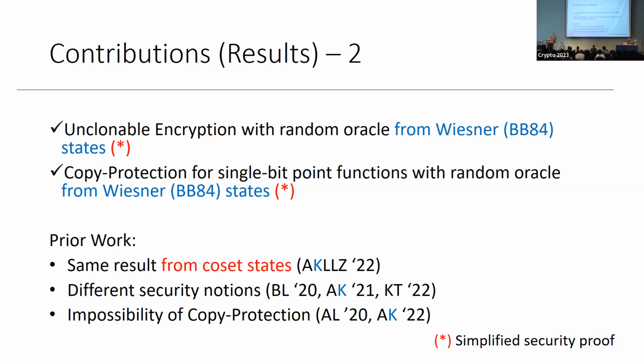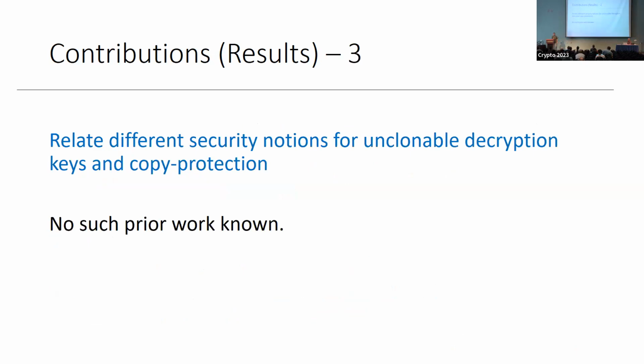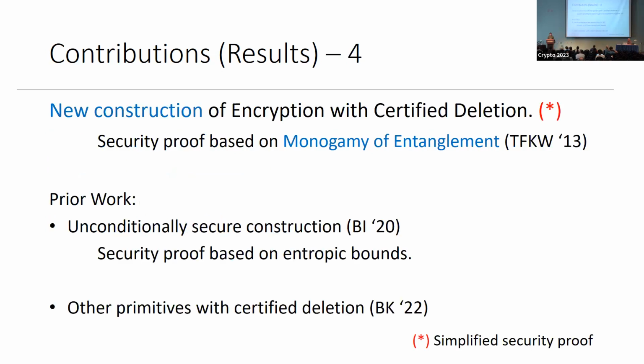Our next result is achieving unclonable encryption and copy protection for single-bit point functions with respect to a random oracle using unentangled BB84 states, whereas prior work did the same thing using entangled coset states. And people have also considered different security notions and negative results for this primitive. And the next result, I'll talk more about it later in the talk, but it relates different security definitions for the same unclonable primitive. And it hasn't been done before.